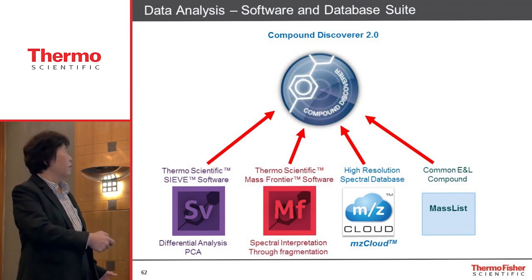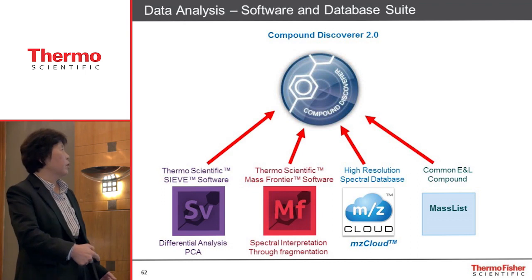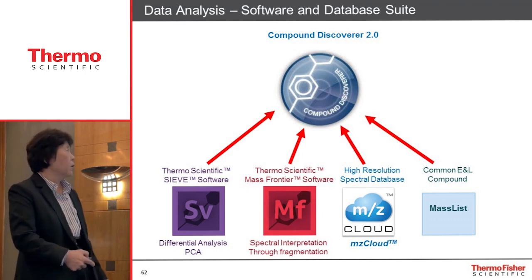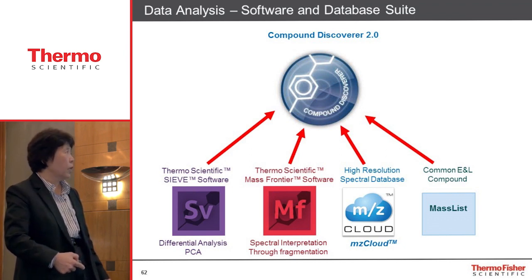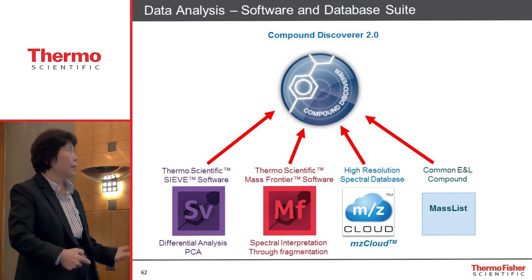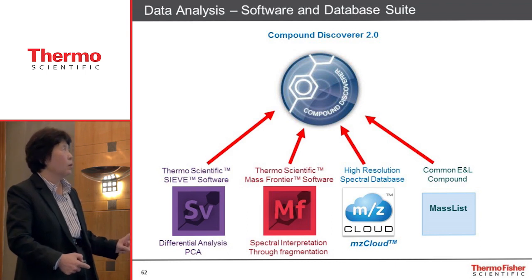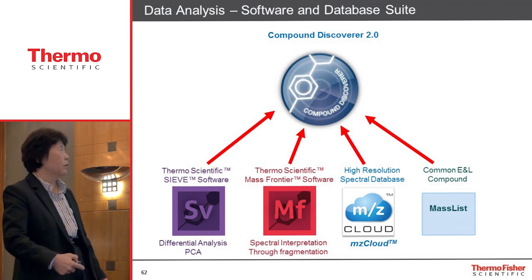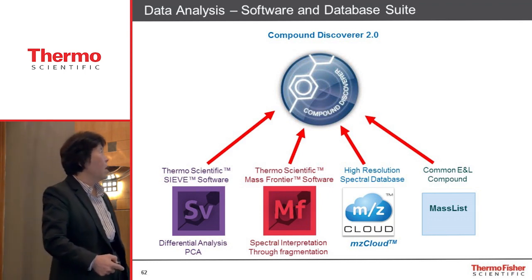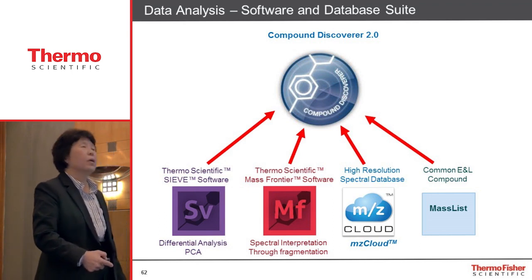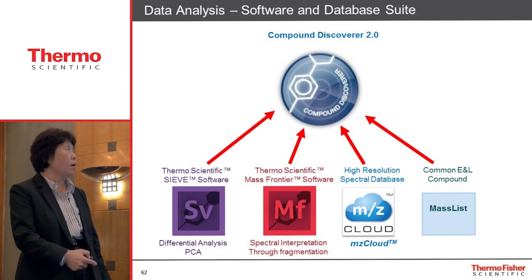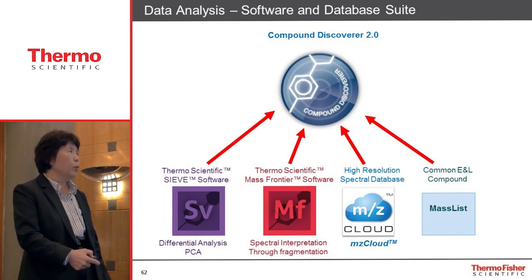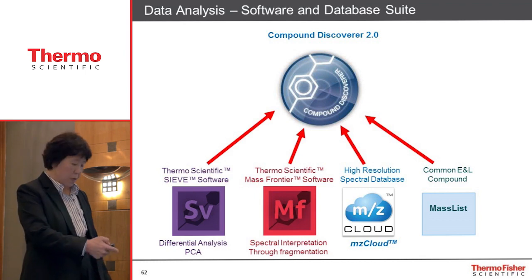And in this one, we've incorporated the differential analysis algorithm. We also have the wonderful Mass Frontier software, which can do spectral interpretation through fragmentation, included in this software. We have mzCloud, the only high-resolution spectral database. Robert, the CEO of HighChem, is going to give us a talk this afternoon. And also, like I said, we have what we simply call the mass list, the sum of the common E&L compounds we accumulated. Right now we have about 1,500.